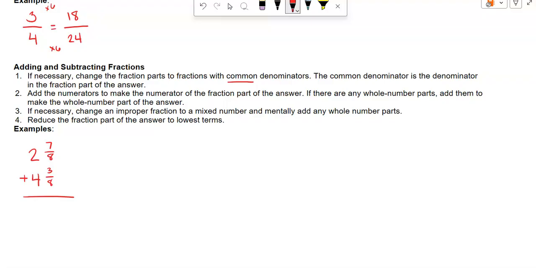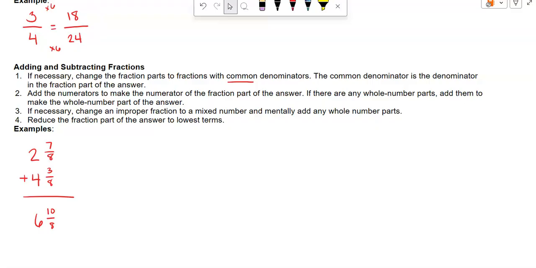All we need to do now is to add our whole numbers. So 2 plus 4 is 6. Because our denominators are the same, it stays at 8. And then we just need to add the 7 and the 3. This is going to give me 10. So 6 10/8.